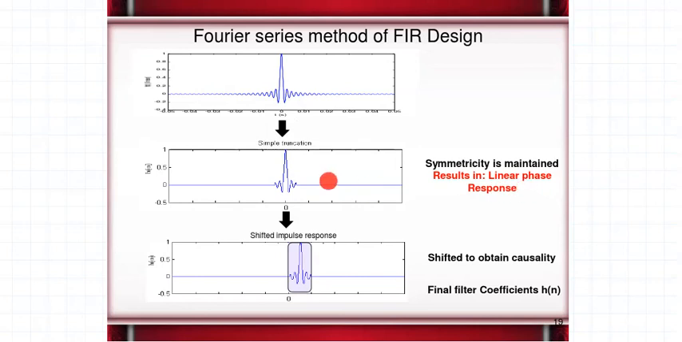You could see here we have maintained the symmetricity to obtain the linear phase characteristics of the FIR filter. The next thing that we observe is that the impulse response is non-causal here. It has coefficients from minus q to plus q, and that's why we need to make it causal. This causality is obtained by simply shifting the impulse response, so that we have all the coefficients lying on the positive side of the axis, right? And if we do this, indirectly we say that we have obtained a causal impulse response.